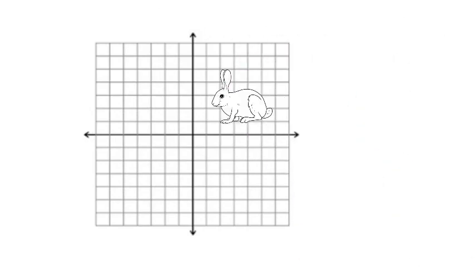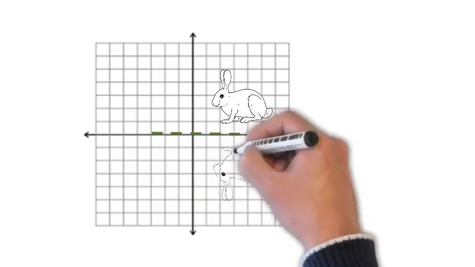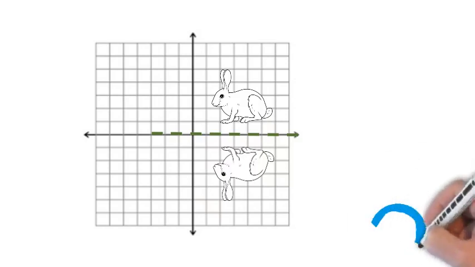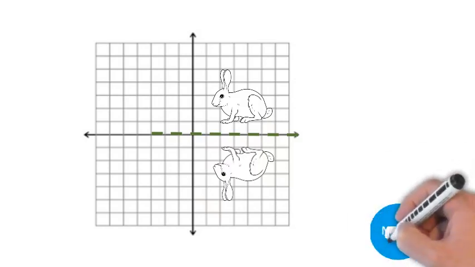Here we have a rabbit, and I'm going to reflect it over the X-axis. And similarly, all corresponding parts are equidistant from the line of reflection. Now, we're not limited to reflecting over just the axes. We can reflect over any line. We're going to stick with horizontal and vertical lines only.